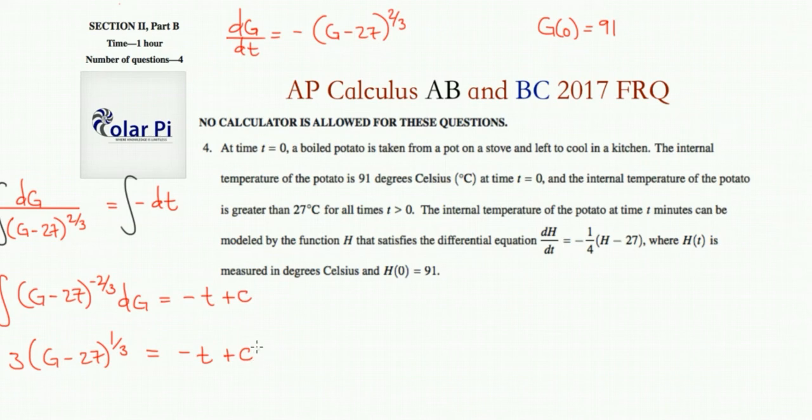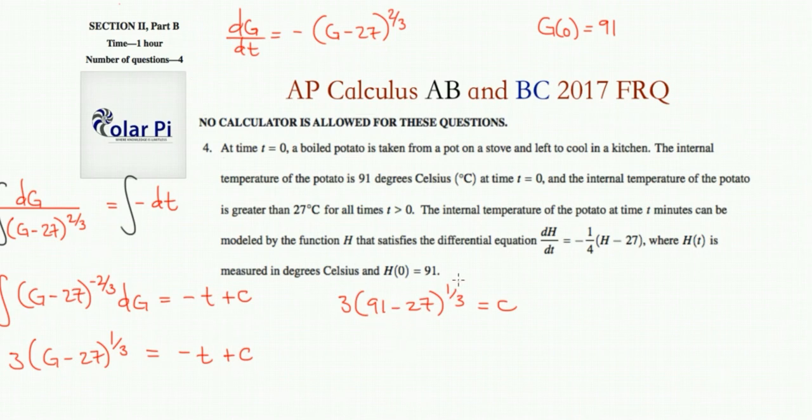And now we need to determine this constant c, and that's where this information comes in. So we know that when t is 0, g is 91. So we can write that we've got 3 times (91 minus 27) to the 1/3 is equal to negative 0, which is just 0, plus c. So I should just write a c on the right side, right? Okay, cool. And that's again because I've plugged in a 0 for t there, yeah?